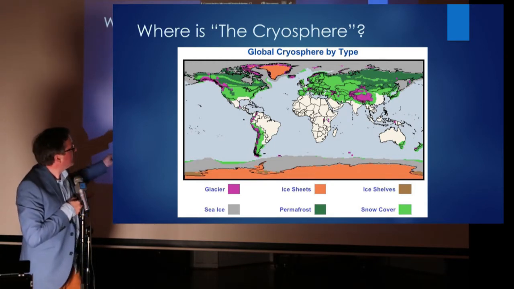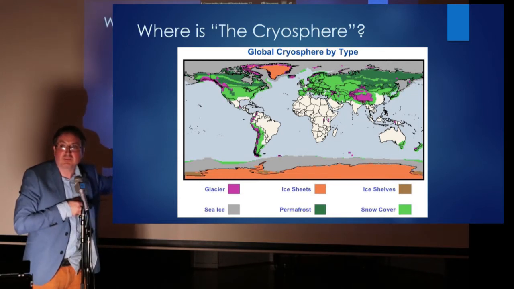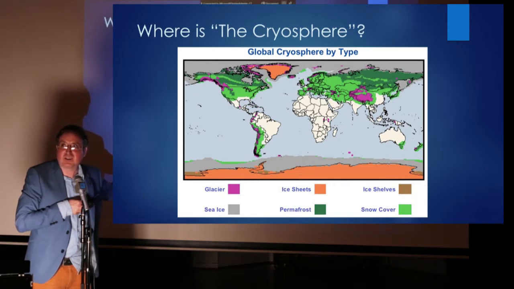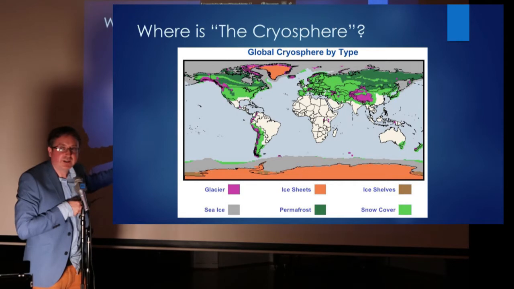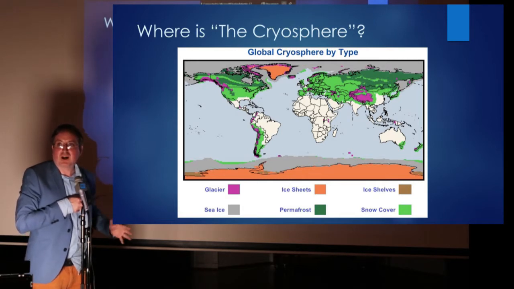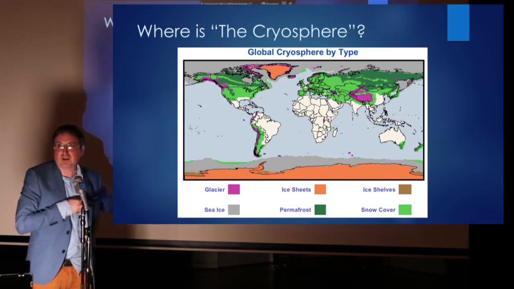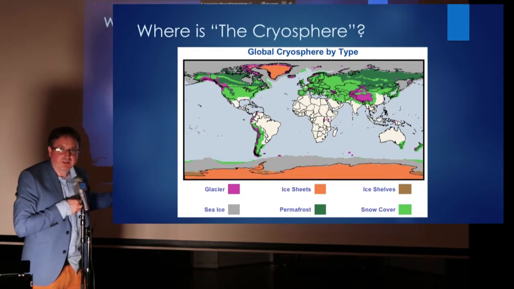The pink bits are glaciers, mountain glaciers, which are permanent ice, typically on mountains. The ice sheets are in Greenland and Antarctica, which are almost continental: they cover an entire island in the case of Greenland, or a continent in the case of Antarctica. So, if you move on to the next slide.